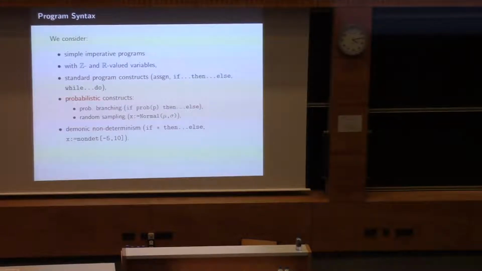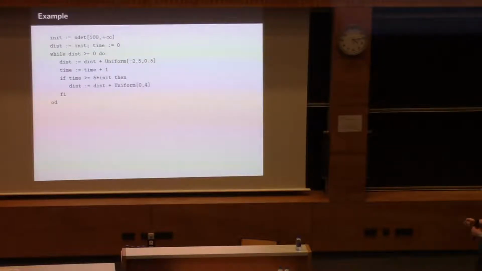Now, to be more concrete, we consider simple imperative-like programs with real and integer valued variables that consist of standard programming constructs: assignments, if-then-else branching, while loops, and so on. In addition, we have two probabilistic constructs, probabilistic choice or probabilistic branching, and sampling from probability distributions, where we allow both discrete and continuous distributions. We also allow demonic nondeterminism in both branching and assignments, so that there is some way for abstraction.